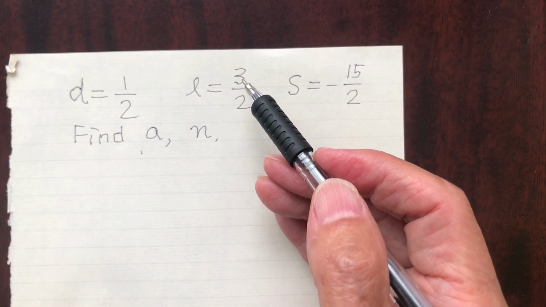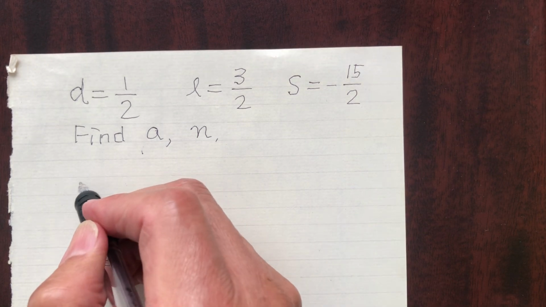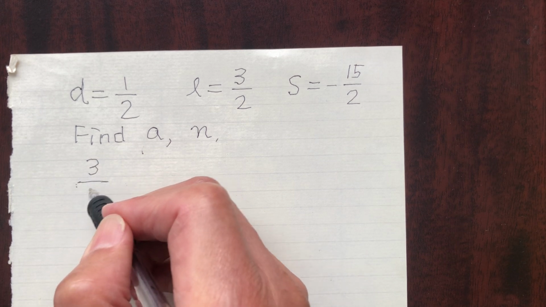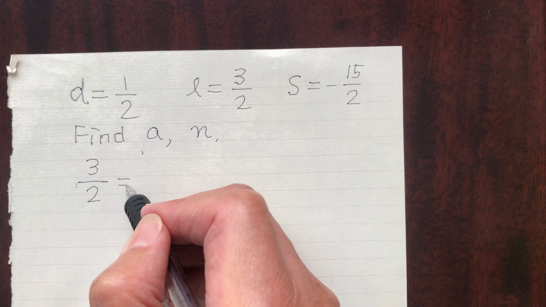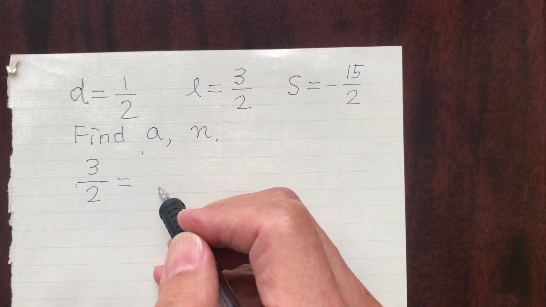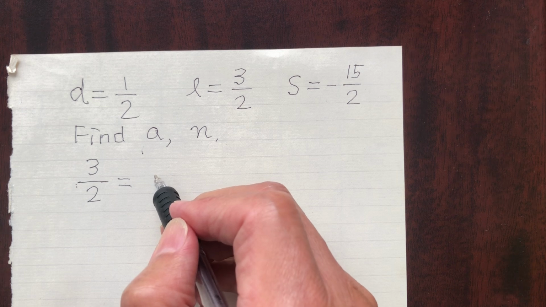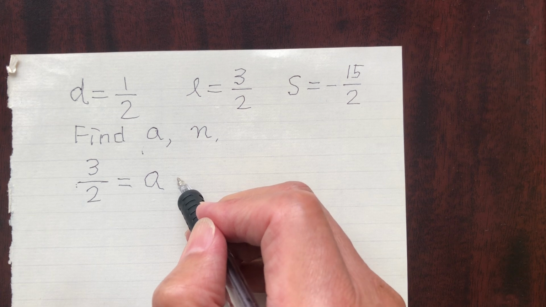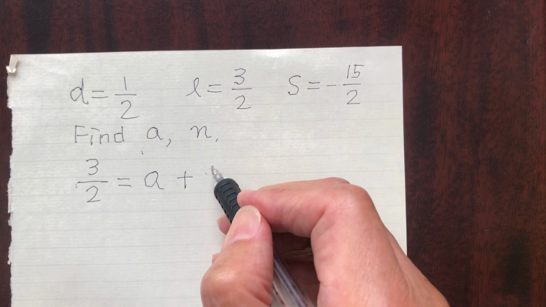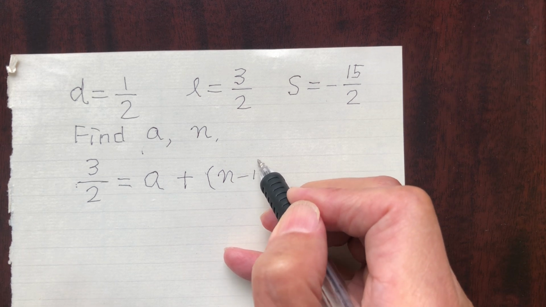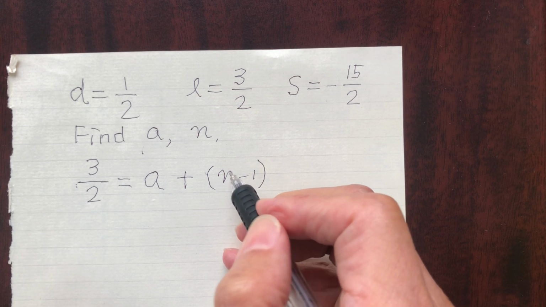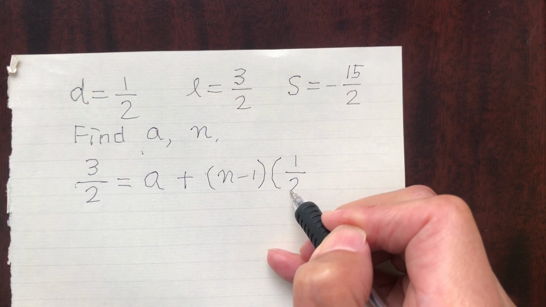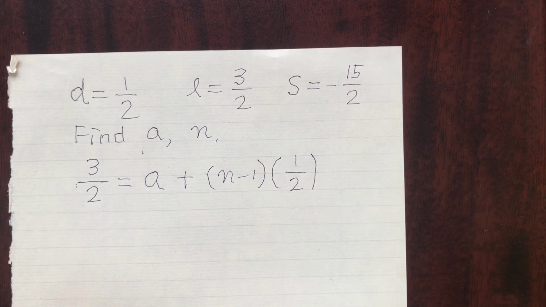We use the formula for the last term. So the last term is 3/2. 3/2 is a plus (n minus 1)d. A I don't know, so you just write a. And the number of terms I don't know, number of terms is n. But the difference I know is 1/2. So this is one equation.